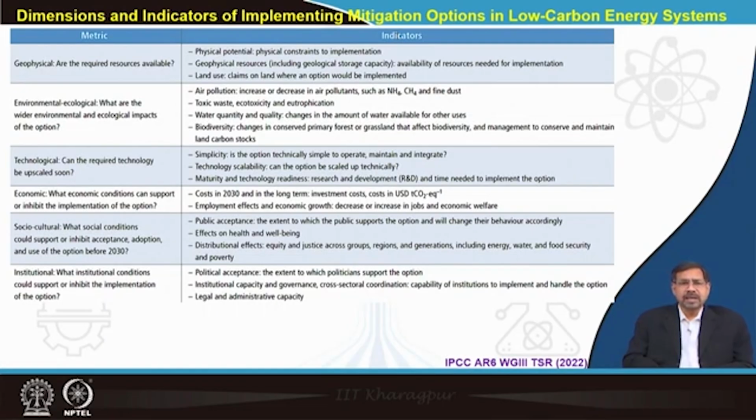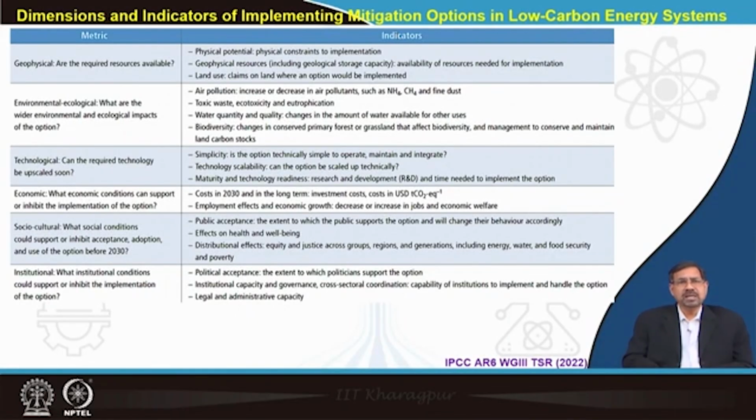So, changes in conserved primary forest or grasslands that affect biodiversity and thereby management to conserve and maintain land carbon stock. So, similarly, moving on to technological, can the required technology be upscaled soon? This is very important because we need to upscale whatever demo prototype we develop, by incorporating all other variations or constraints that come from multiple sectors or factors or circumstances.